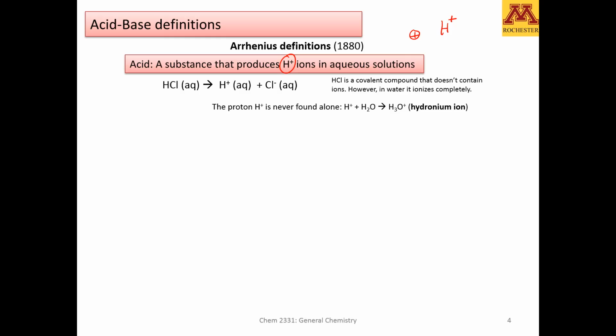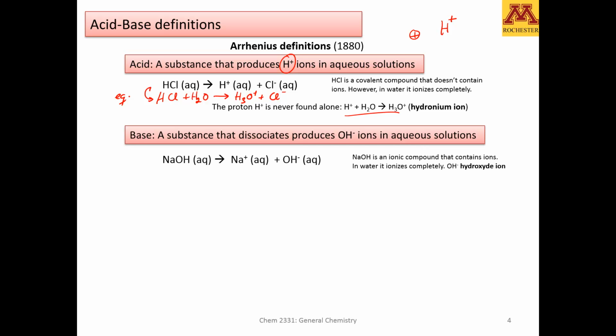To be fair, sometimes the proton, the H+, is not free. It's actually combined with water. We call this the hydronium ion. So in that perspective, we should write the above equation as such. Notice these two are equivalent, they are the same. In one of them you explicitly write the water, in the other one you do not. So what is a base? Based on the Arrhenius definition, a base is a substance that produces hydroxide ions.